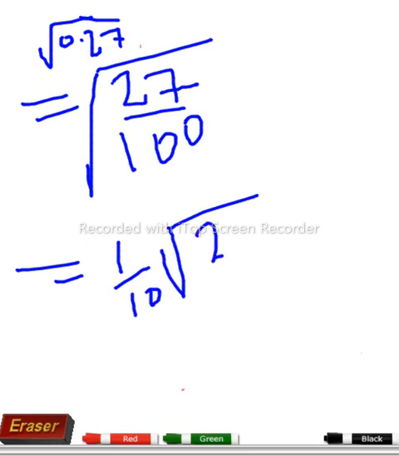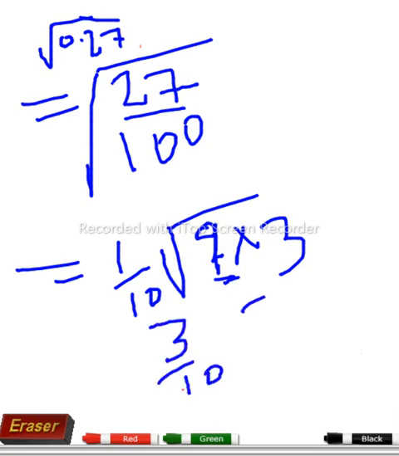We have 27. 27 means 9 times 3. 9 is a perfect square, so when we take 9 out of the square root we get 3. So we have 3 over 10 square root of 3. This is the final answer after simplification.